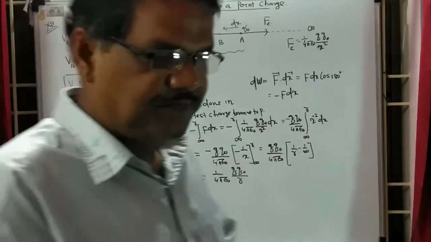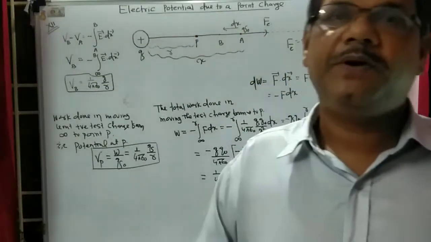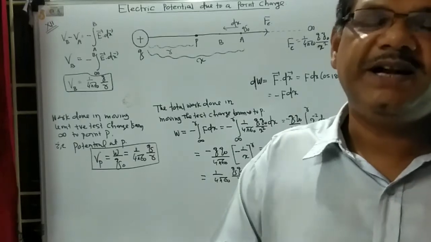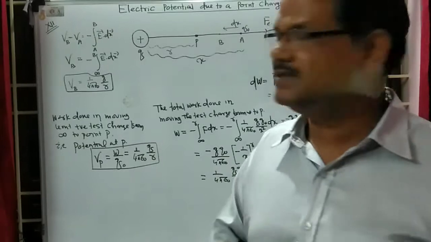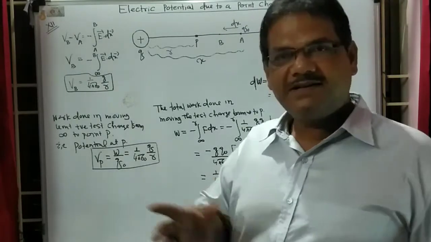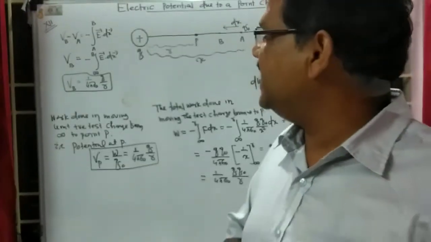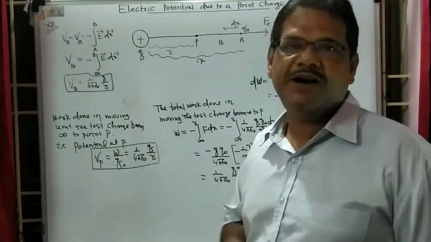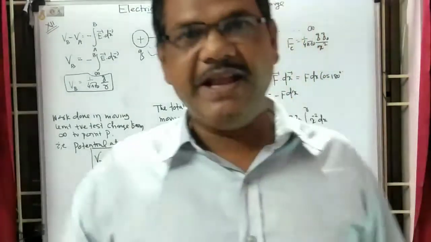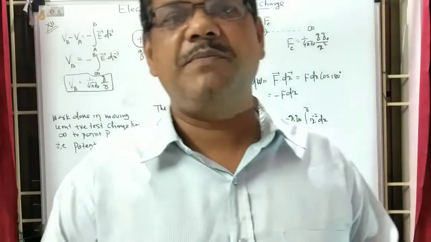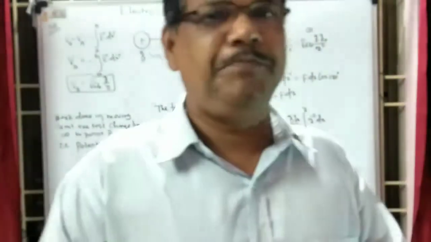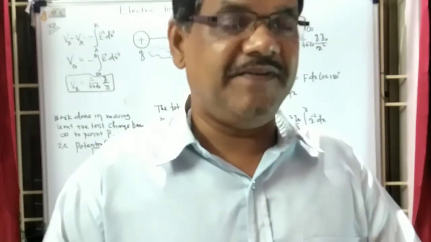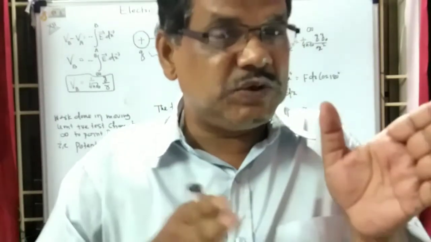Good morning, students. In the last video I told about the qualitative ideas of potential, electric potential and potential difference. From that definition you get the idea that potential at a point is the work done in bringing the unit positive test charge from infinity to that point, in an electric field against the electrostatic field, and that should be done very slowly.